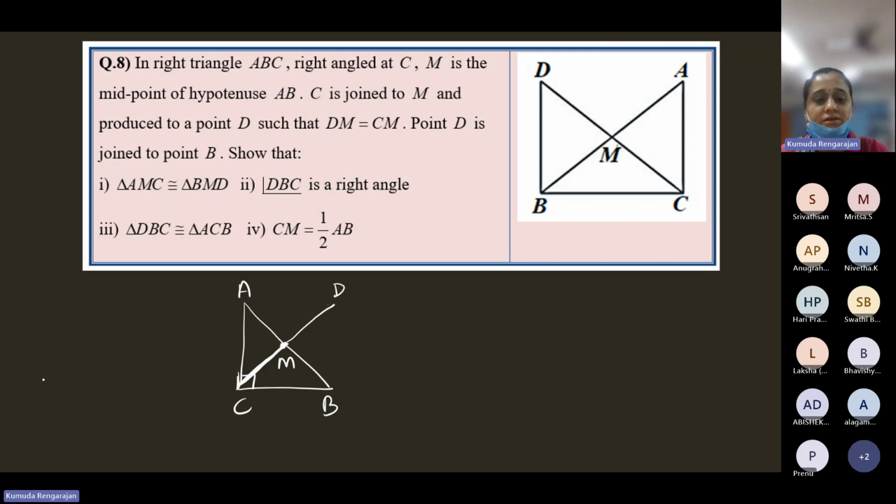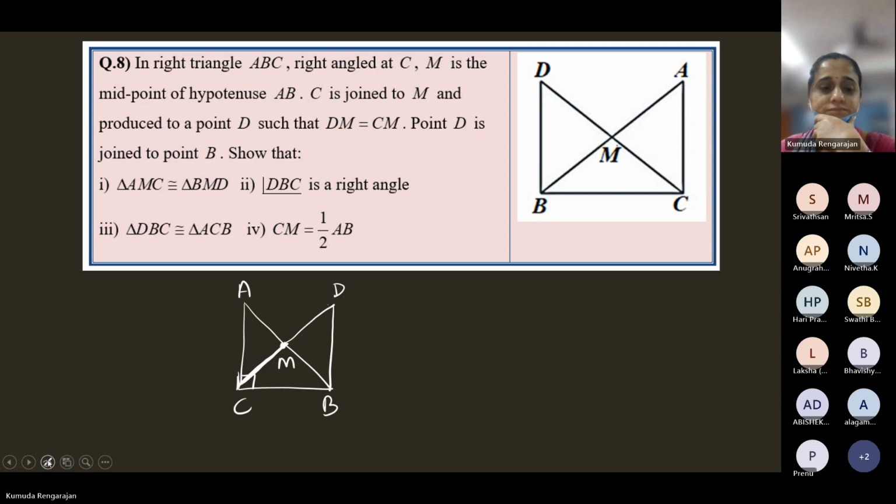Then C is joined to M and produced to point D such that CM is equal to DM. Point D is joined to B. So this is the figure. I hope all of you understood. Should I repeat, children? All of you got that?